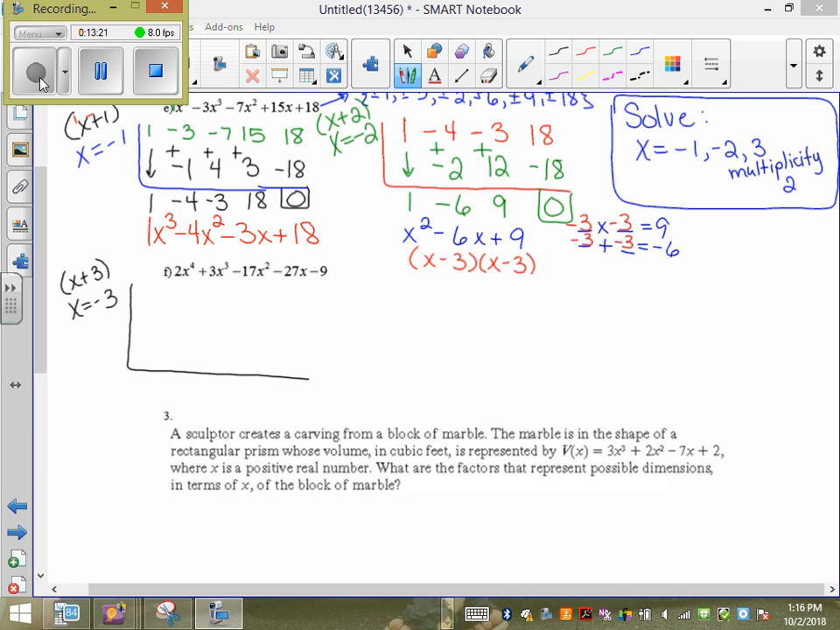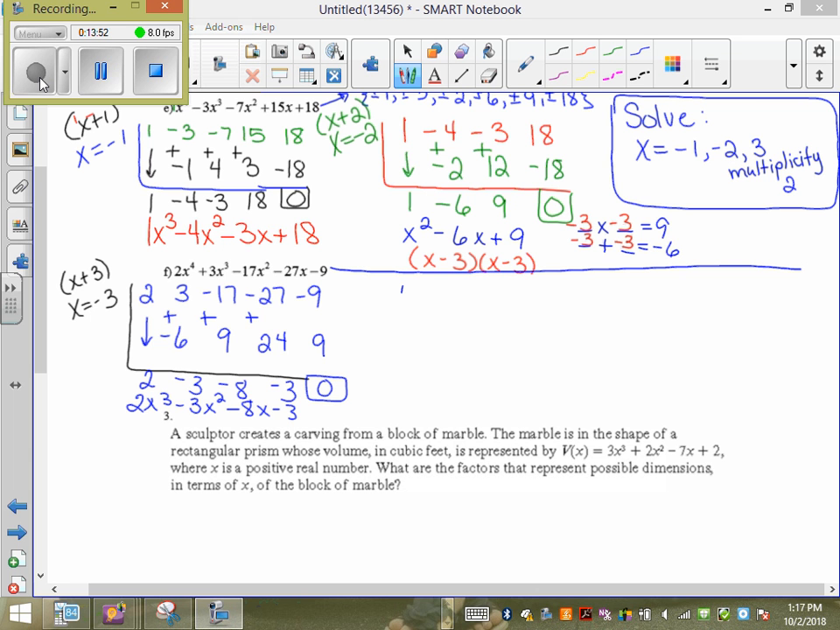So you'd have 4, 3, 2, 1, 0. We can count down. Drop the 2. -6. Add it. -3. Multiply. +9. Add it. -8. Multiply. +24. Add it. -3. Multiply. +9. 0. So we have 2x cubed minus 3x squared minus 8x minus 3.